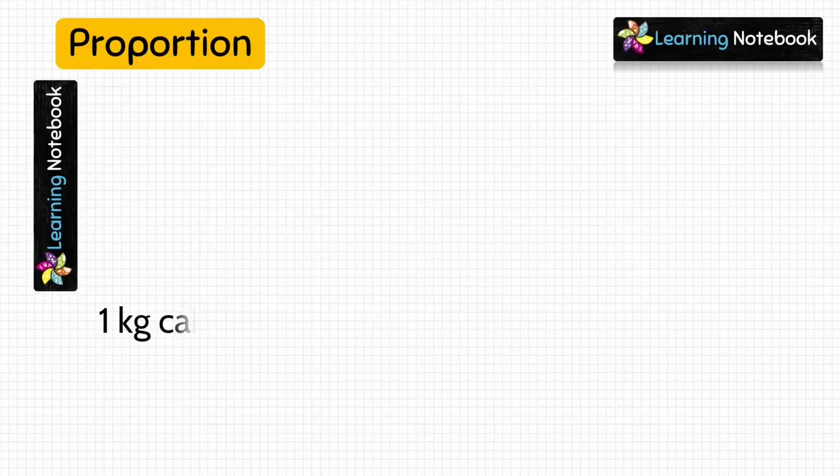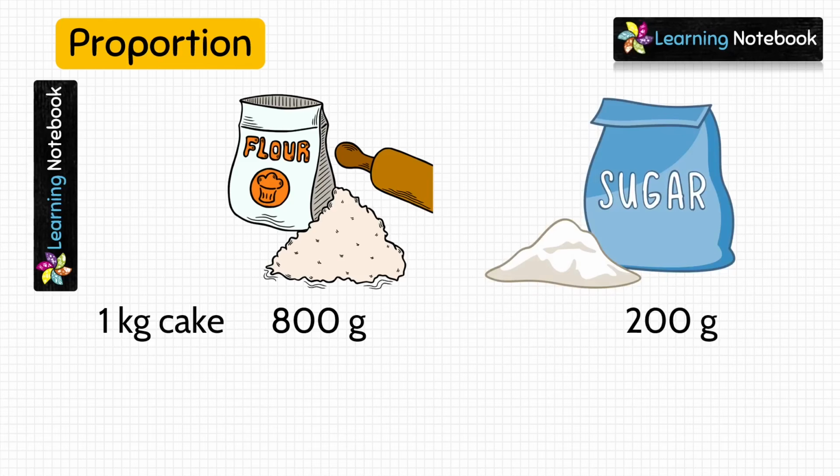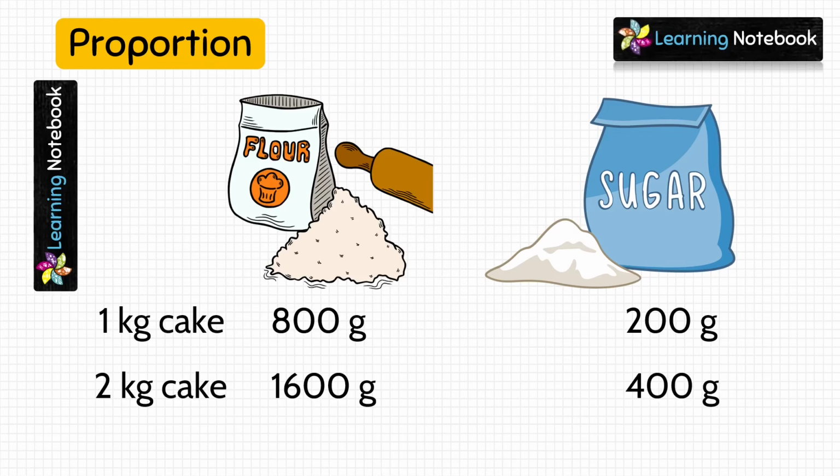As per recipe, for 1 kilogram of cake, 800 grams of flour is required and 200 grams of sugar is required. But Myra prepared 2 kilograms of cake in which she used 1600 grams of flour and 400 grams of sugar. So now students, can you tell me if she used the right quantity of ingredients for 2 kilograms of cake?